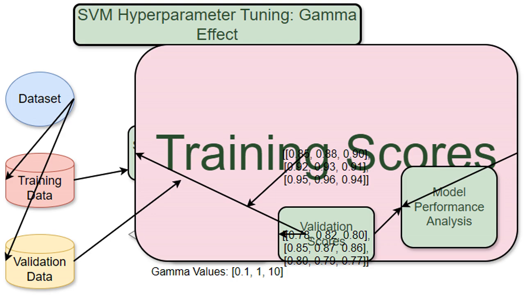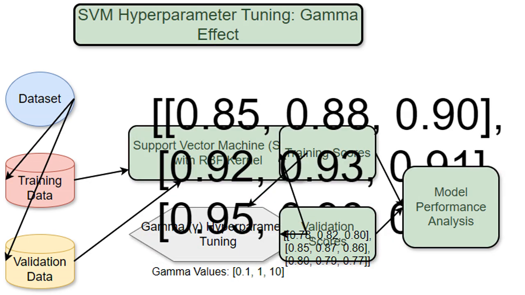The scores are 0.85, 0.88, 0.90, 0.92, 0.93, 0.91, 0.95, 0.96, 0.94. These scores measure how well the model trained on the training data performs on unseen validation data for each gamma value. The scores reveal the model's ability to generalize. Higher scores indicate better generalization ability.